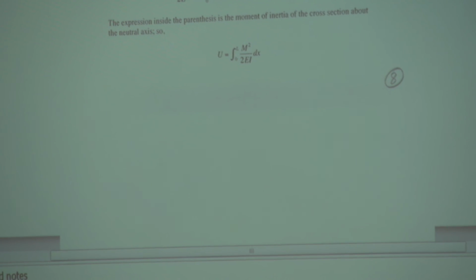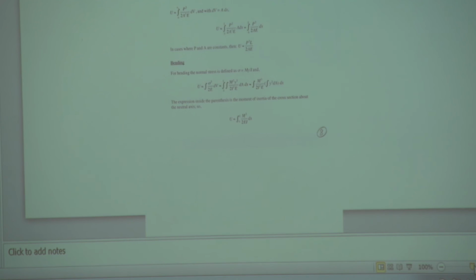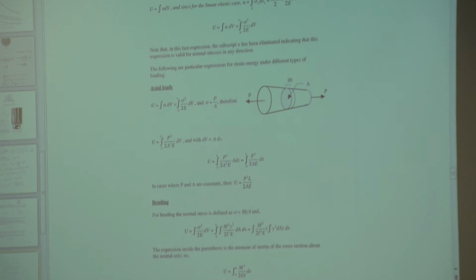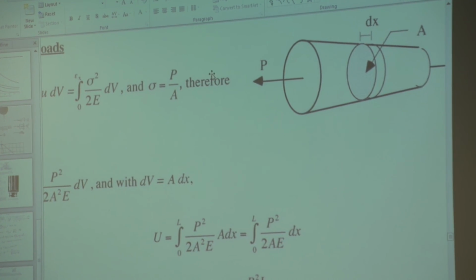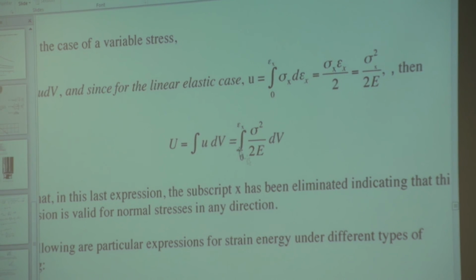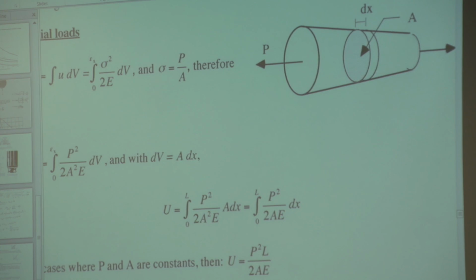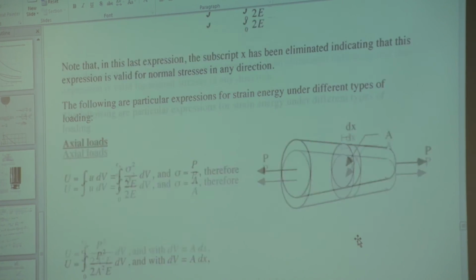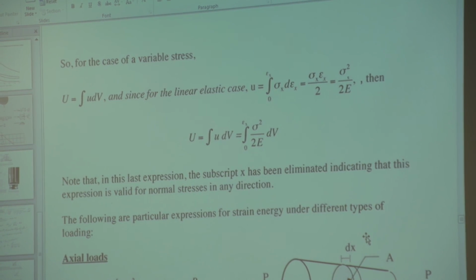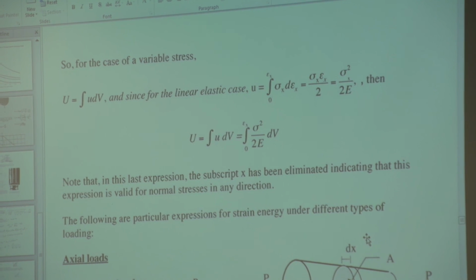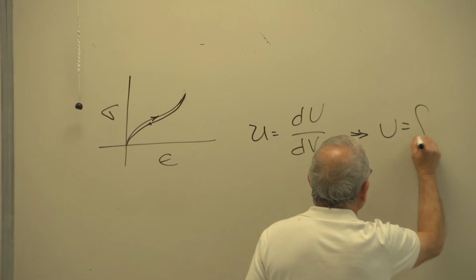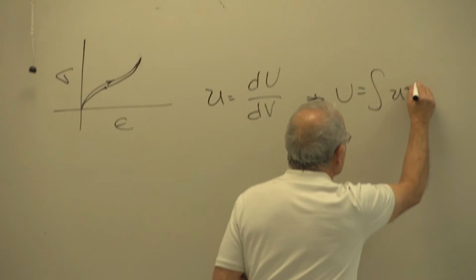the strain energy density in various parts. Oops. So, for a variable sigma, let me make that bigger. In the case of variable sigmas, we use the previous equation that u equals dU/dV in that form. U equals, therefore, the integral of little u, strain energy density, dV, like that.